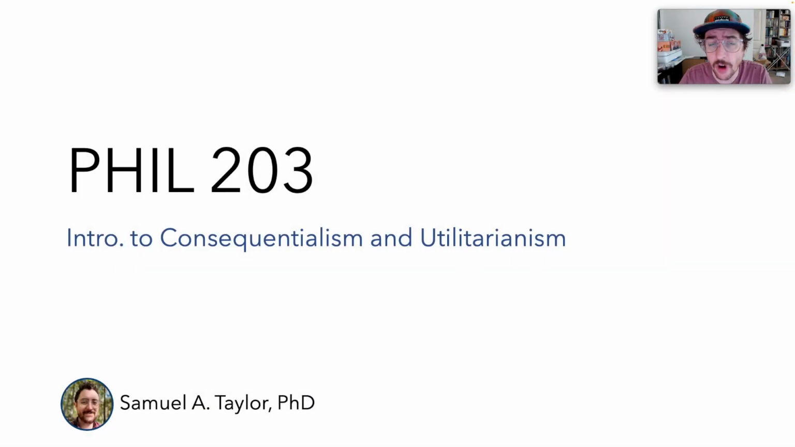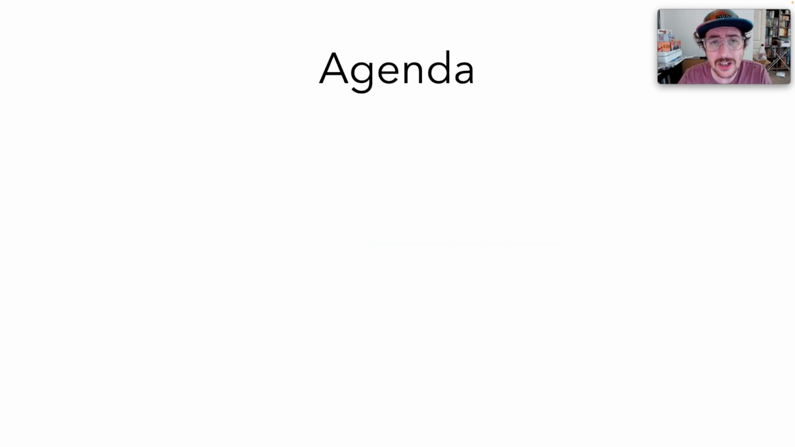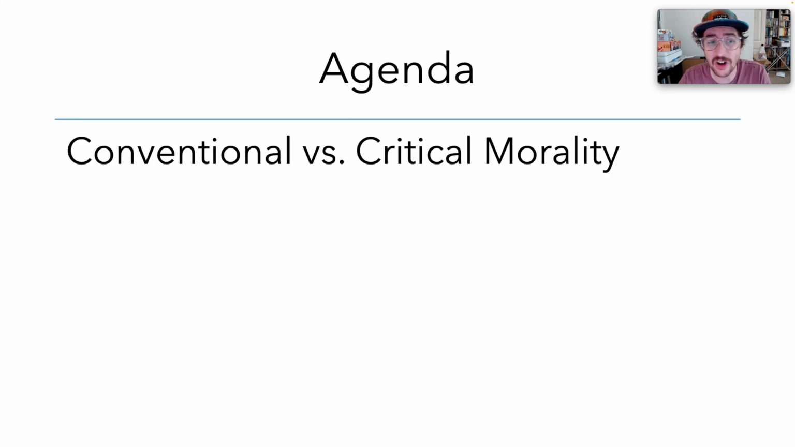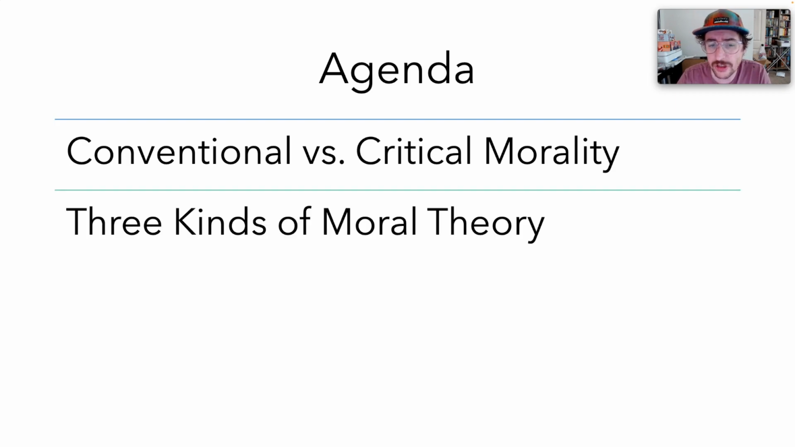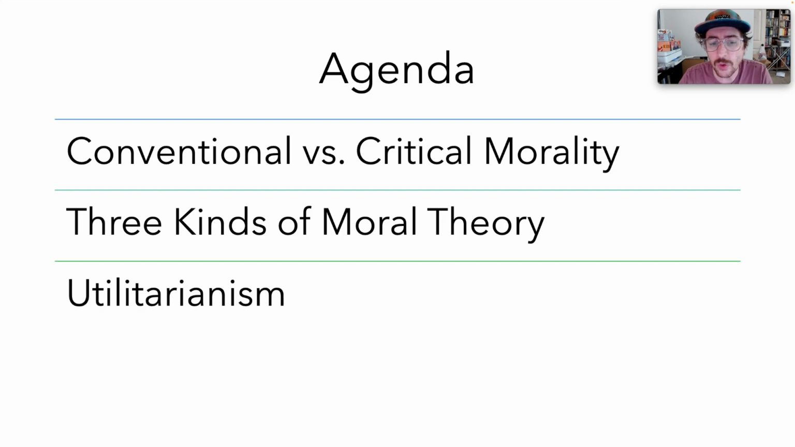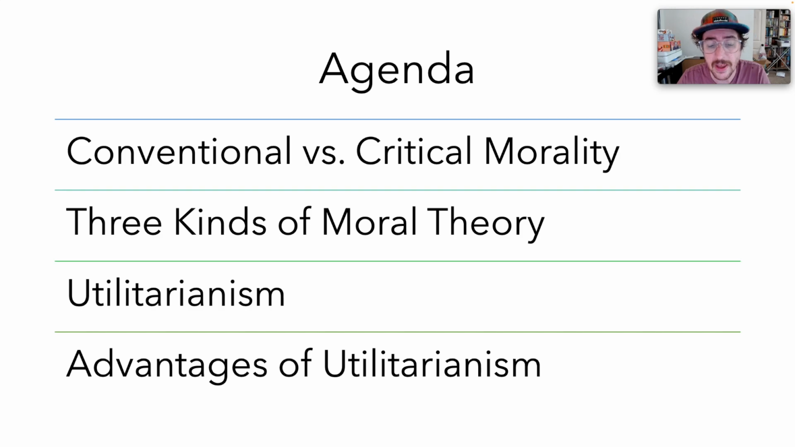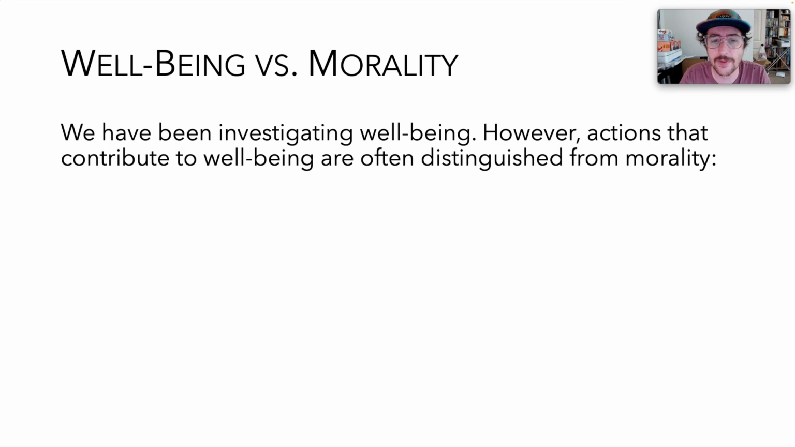This video is going to start our unit on moral theory by considering some of the ideas of consequentialism and utilitarianism. We're actually going to start out the video by distinguishing between what you might call conventional morality and critical morality. Then I'm going to introduce three kinds of moral theory that attempt to explain or capture this more critical morality. And then we'll introduce utilitarianism as a specific kind of consequentialism, and then discuss some of the advantages of this kind of theory.